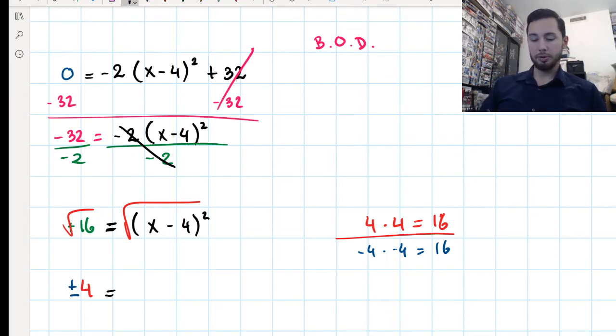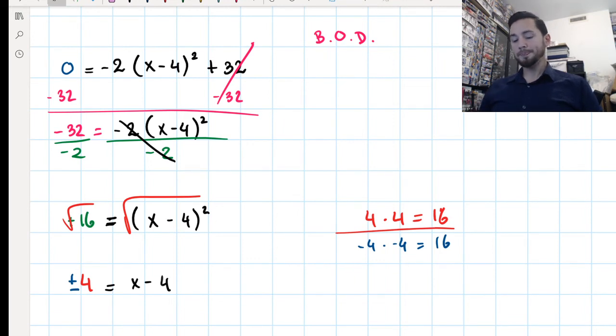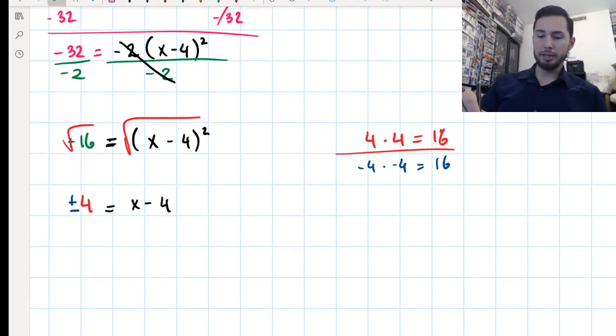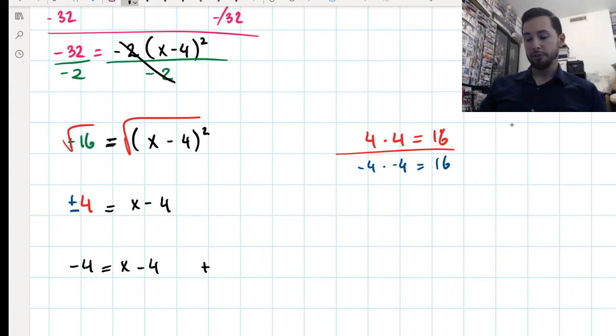And then this will be equal to x minus 4. Now I don't have the parentheses, I got rid of the exponents, the number multiplying it, everything. The only thing I need to do now is get rid of the negative 4. The problem here is that this plus or negative 4 on the left side is not really one number, it's two of them. So what I like to do is split this in two before I continue working. So I'm going to rewrite this as two different equations. So I'll have negative 4 is equal to x minus 4, and positive 4 is equal to x minus 4.